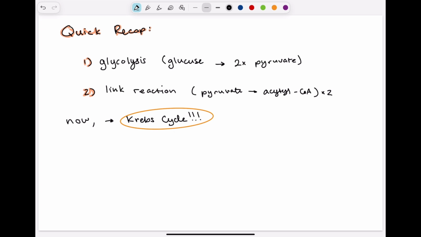And glycolysis occurred in the cytoplasm, but the link reaction, like the name might suggest, connected the cytoplasm to the mitochondria, or the matrix of the mitochondria. And now we're finally on to the Krebs cycle.